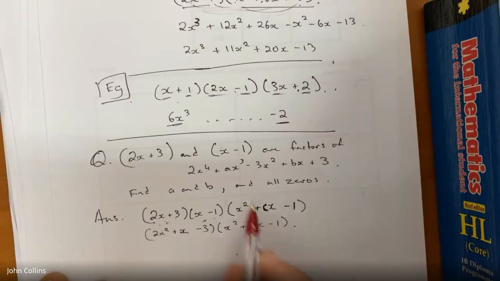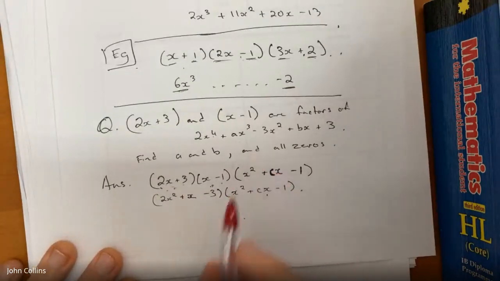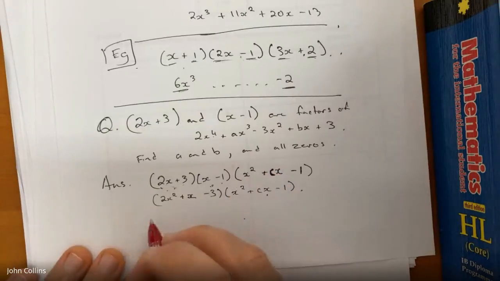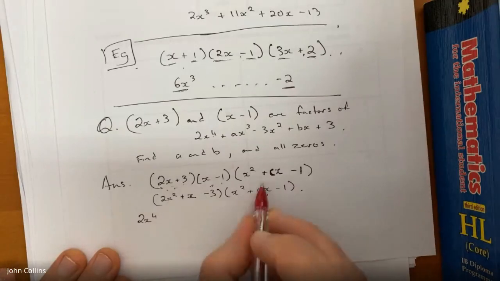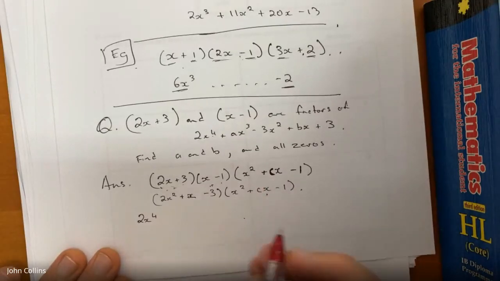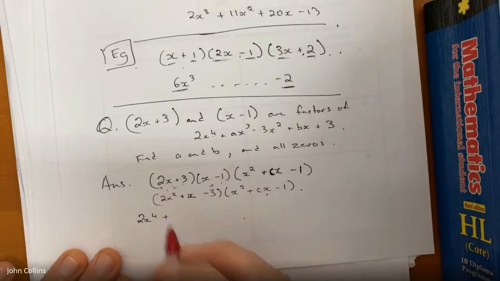Okay, this times this gives that. I know that for sure. So I might as well do this times this and equate it to that. I know 2x to the 4 is at the front from this times that, and then I need to multiply and tidy up. So I'm going to multiply this out quite quickly.